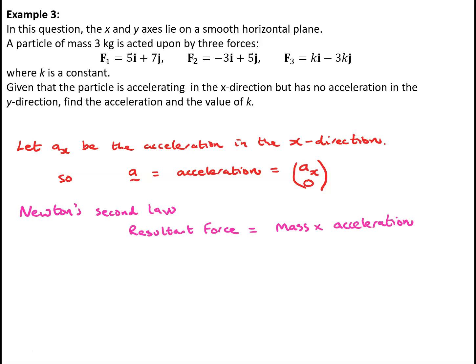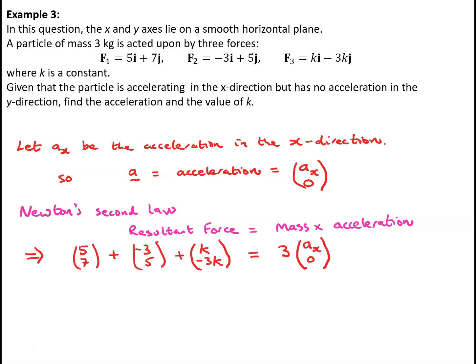Newton's second law tells me that the resultant force must equal the mass times the acceleration. The resultant force acting is simply the result of adding the vectors F1, F2 and F3. F1 is the vector 5, 7, F2 is the vector minus 3, 5, and F3 is the vector k, minus 3k. So the resultant force is the result of adding those three vectors, and that must equal the mass 3 times the acceleration, which is the vector a subscript x, 0.